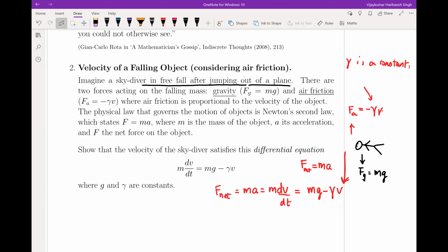So we get m times dv by dt equals mg minus gamma v, or dv by dt equals g minus gamma by m times v, where F is the net force, m is the mass, v is the velocity of the object, and a is the acceleration.